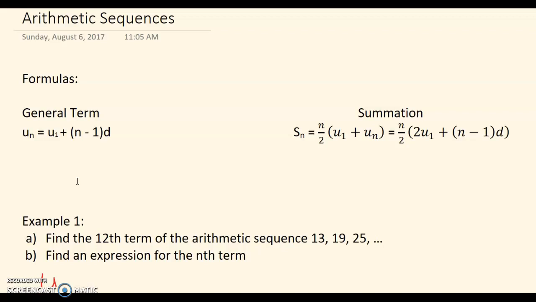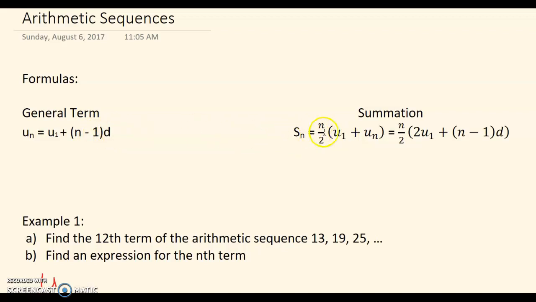So remember, arithmetic sequences are sequences. It's a pattern of numbers where you are adding by a constant number each time or subtracting by a constant number each time. These are the two formulas. This is the general form where u sub n, some nth term in the sequence, is equal to the first term plus n minus 1 times d, where d is the common difference.